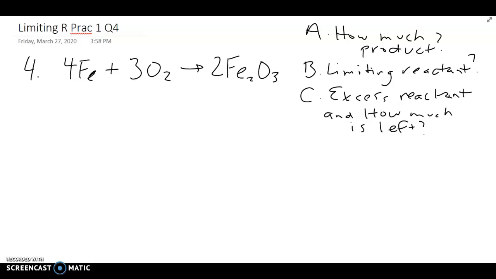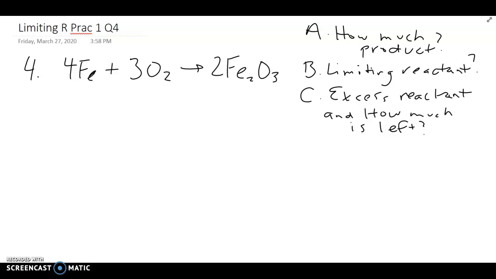This is problem number 4 on our limiting reactants practice worksheet number 1. So here we have 4 iron plus 3 oxygen yields 2 iron 3 oxide. We're looking for how much product we are going to get, what our limiting reactant is, what our excess reactant is, and how much of that excess reactant is left. Same thing as we normally do.